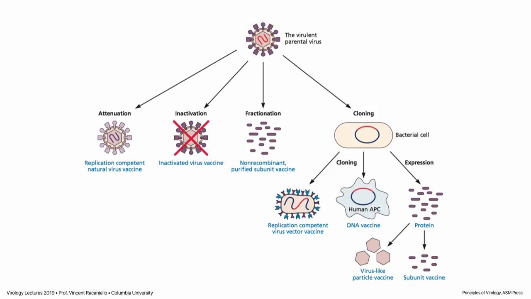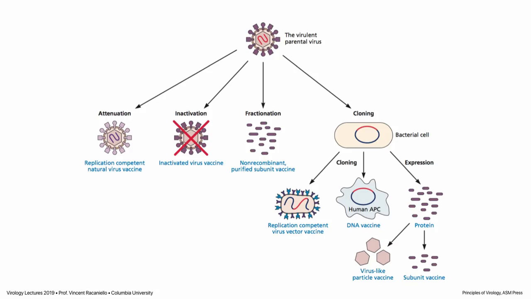For example, you could produce individual proteins by recombinant DNA technology, make your subunit vaccines by a modern way. In some cases, when you produce a single viral protein, if it's a capsid protein, it will assemble into a virus-like particle. And some of our vaccines, as you'll see, are like that.